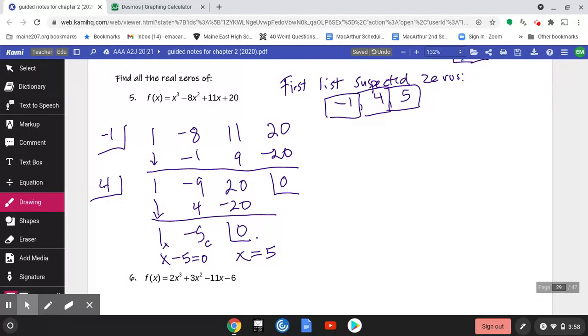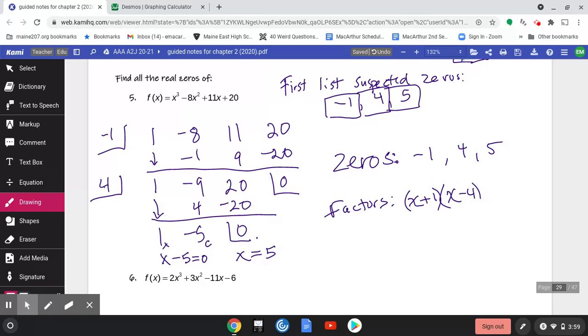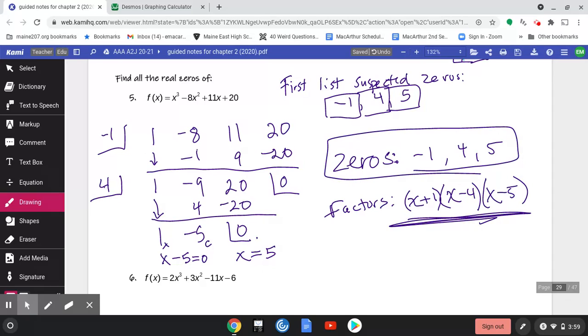All right, so let's take a look at this. Our zeros are then, for sure, -1, 4, and 5. And I just want to be clear, our factors, if I were to write this in factored form, the zero of -1 gives the factor x plus 1. And then the 4 gives me a factor of x minus 4. And the 5 gives me a factor of x minus 5. So if they ask for the factors, this is what we need to do. If they ask for the zeros, that's what we need to do.